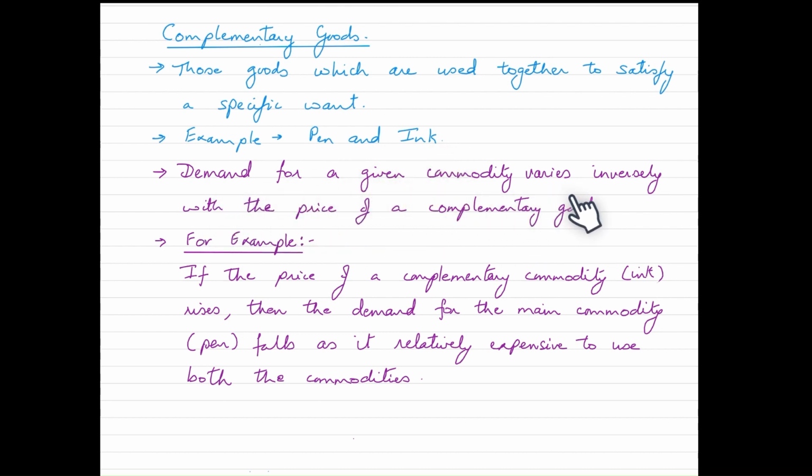Demand for a given commodity would vary inversely in this case with the price of a complementary good. In this example, the complementary commodity is ink and the main commodity is pen. So if the price of ink goes up, the demand for pen would fall. Why? Because it would be relatively expensive for the consumer to use both commodities together. Let's see how this would look on a graph.